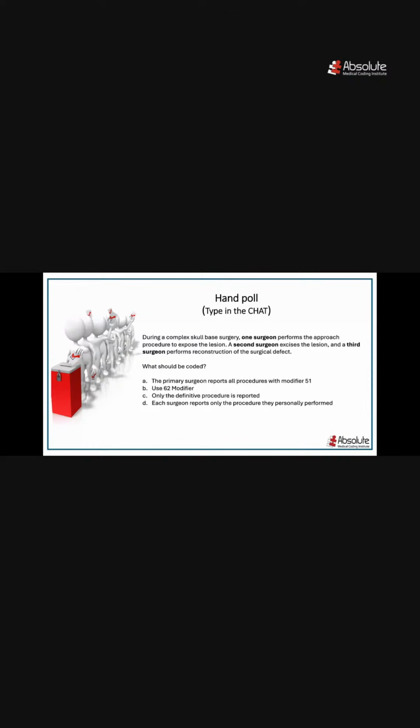During a complex skull base surgery, one surgeon performs the approach procedure to expose a lesion, and the second surgeon excises the lesion. And a third surgeon performs a reconstruction of the surgical defect. What should be coded? Option A, the primary surgeon reports all the procedures with the 51 modifier. Option B, use 62 modifier. Option C, only the definitive procedure is reported. Option D, each surgeon reports only the procedure personally performed. What say you, coders? Please put your best answers in. Don't worry, even if we get it wrong. What do you think? Which is the correct one?